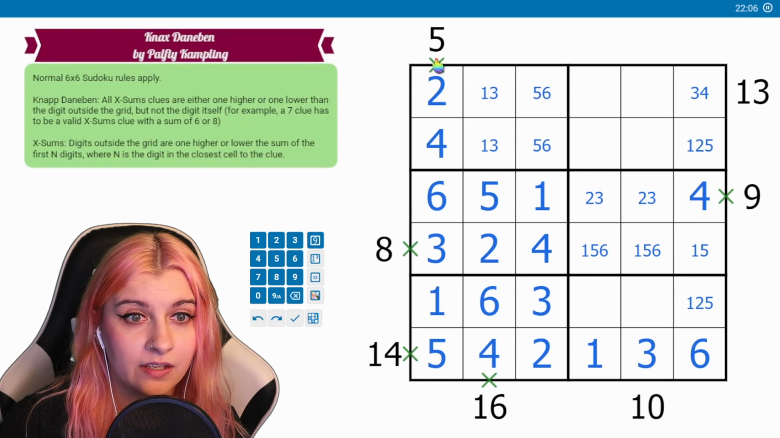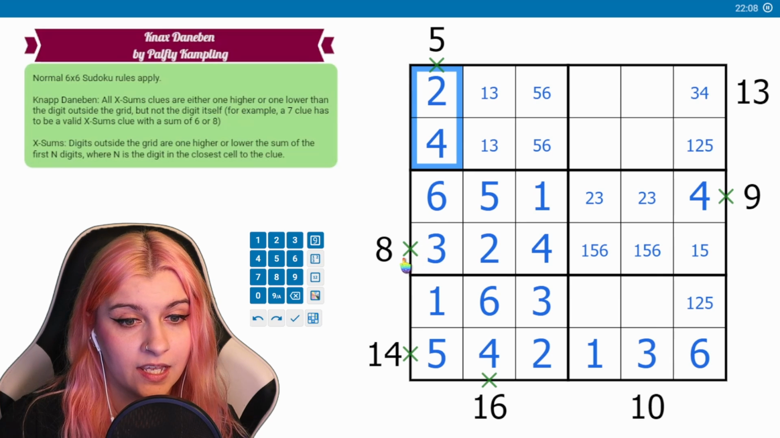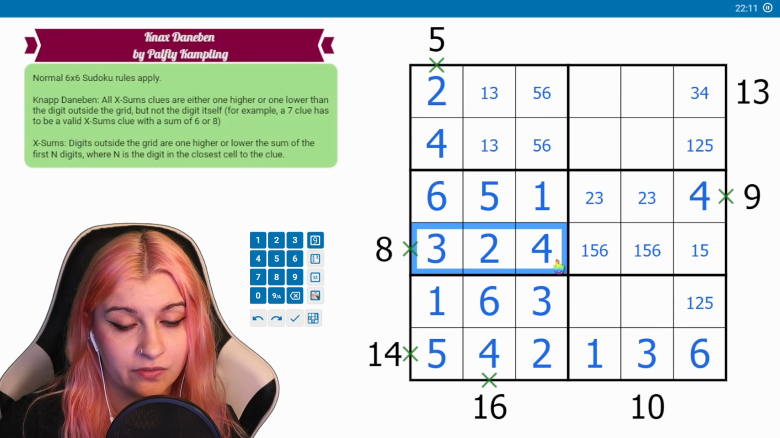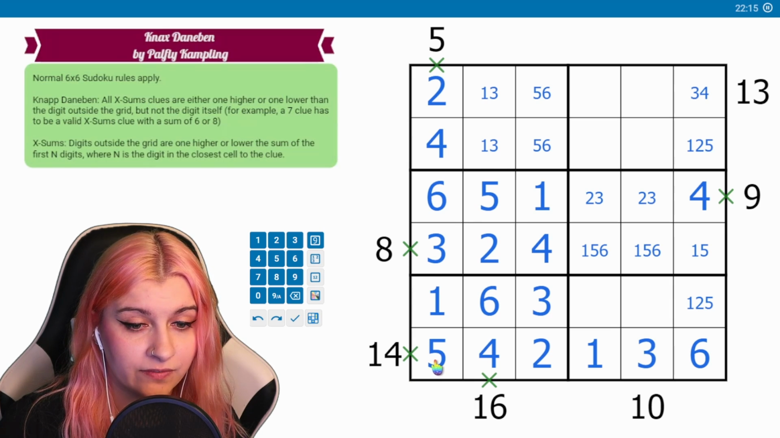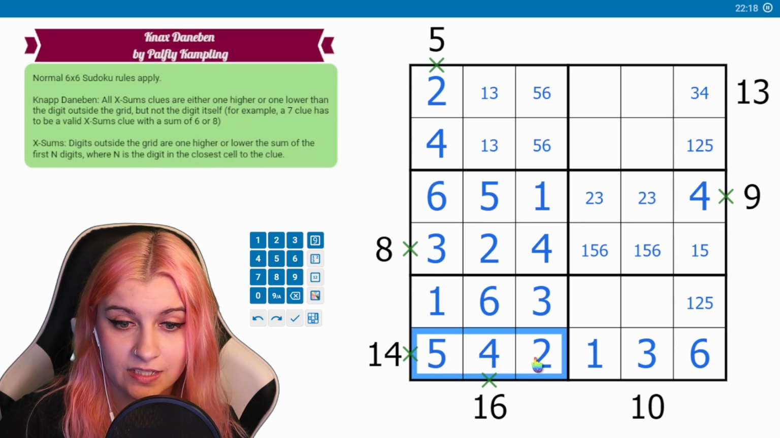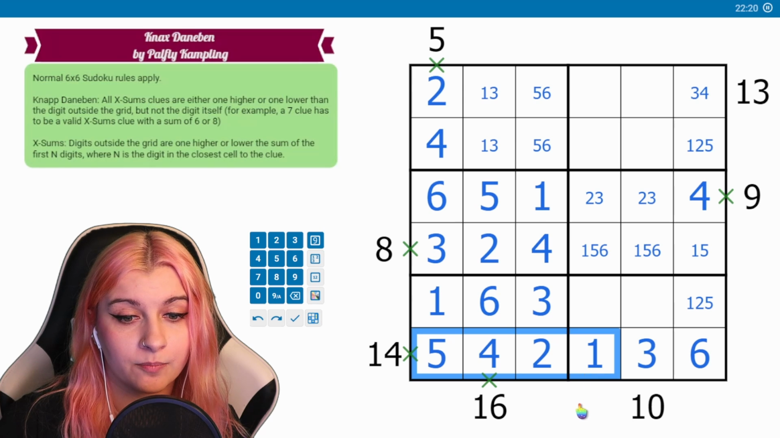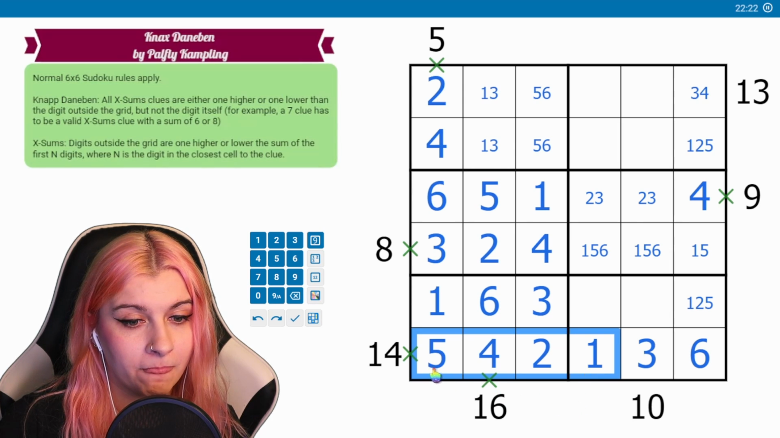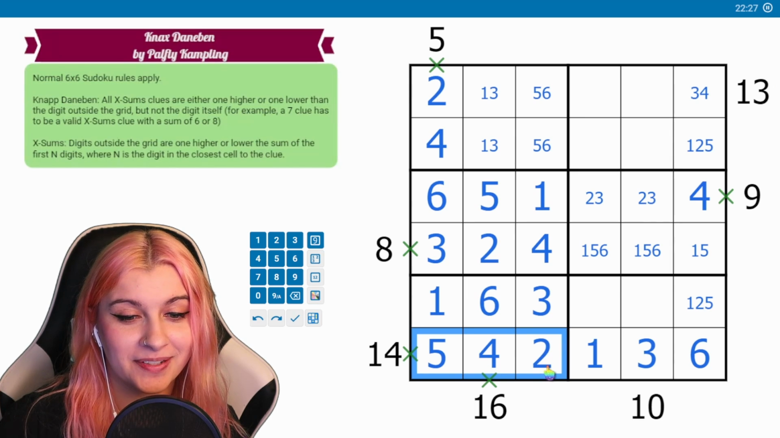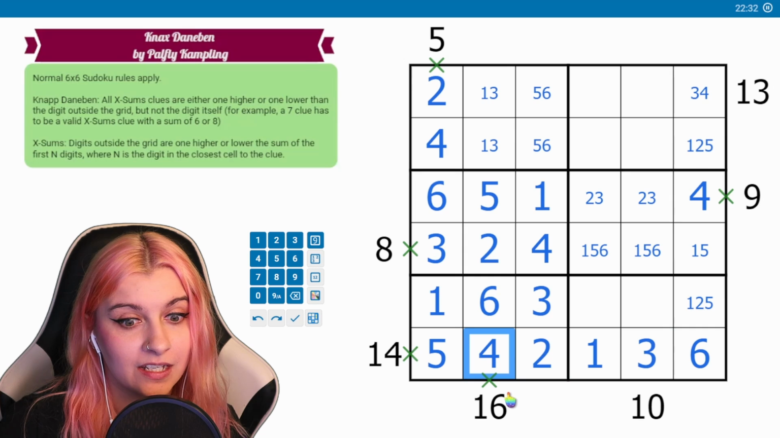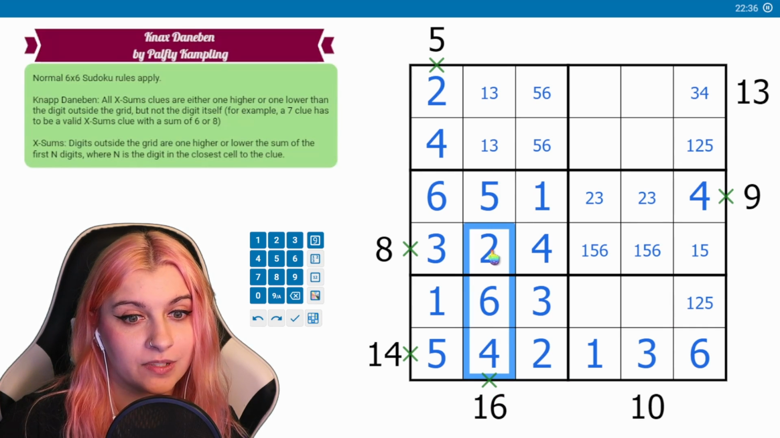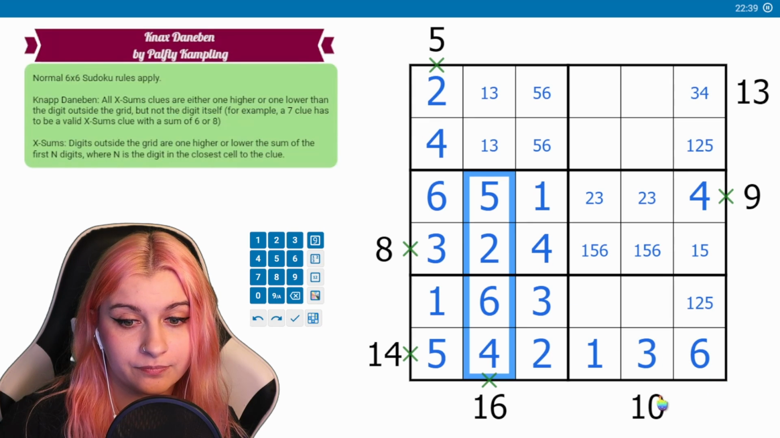Okay, so 5 is actually a 6. That's done. 8 is actually a 9. This is 3, 2, and 4, which is 9. 14 here is actually a 15. 5 plus 4 is 9, plus 2 is 11, plus 1 is 13. Math. This is actually a 15. 5 plus 4 is 9, plus 2 is 11, plus 1 is 12, plus 3 is 15. 16, this is actually a 17, I believe. 4 plus 6 is 10, plus 2 is 12, plus 5 is 17.